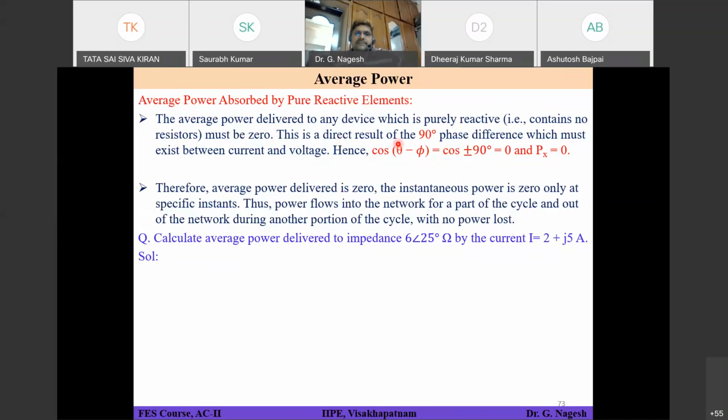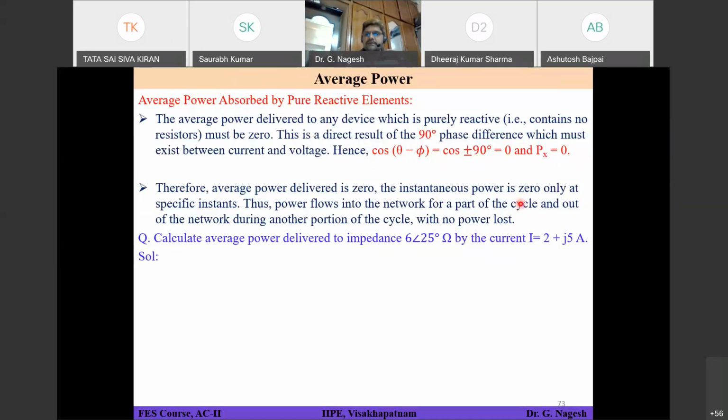This is a direct result of the 90 degrees phase difference which exists between voltage and current for a reactive element. So cos of (theta minus phi) is equal to cos of plus or minus 90, which equals 0, and the average power for a reactive element is 0. That's why I have written Px equals 0. So for a pure resistor it's Vm Im by 2, and for a pure reactor it is going to become 0. Pure reactor means only the inductance or only the capacitance. Therefore, the average power delivered is 0.